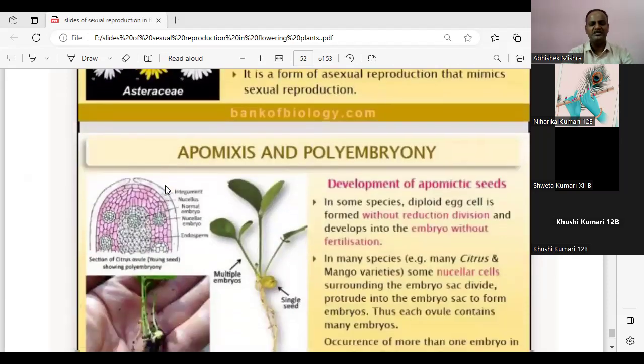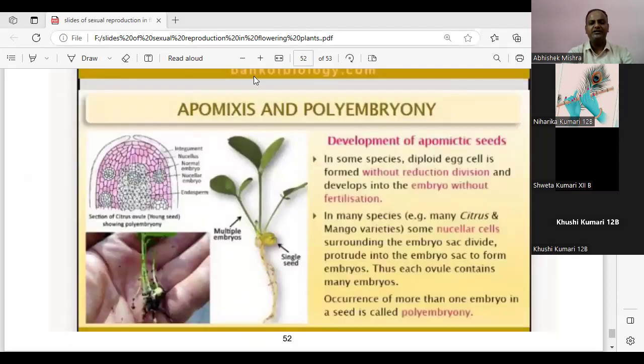The apomictic seeds are developed. Sometimes it happens that, see, this is very, very important. A diploid egg cell is formed without reductional division. If suppose an egg cell, we know the ploidy level of the egg cell. Can anyone say what is the ploidy level of egg cell? Normally, what is the ploidy level of egg cell?